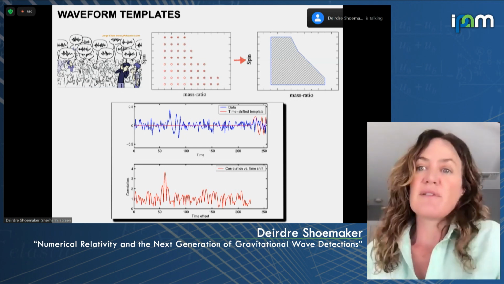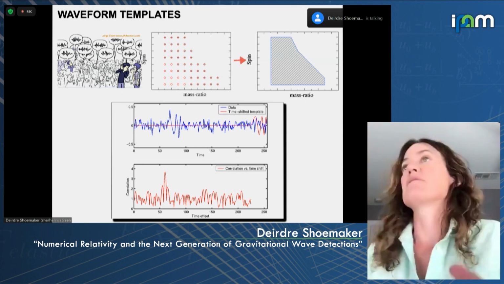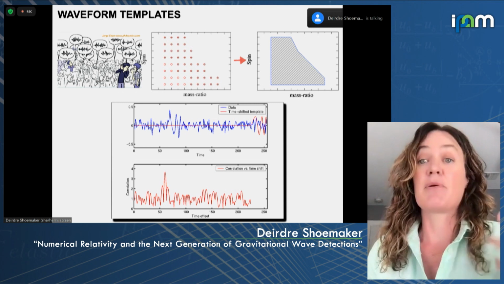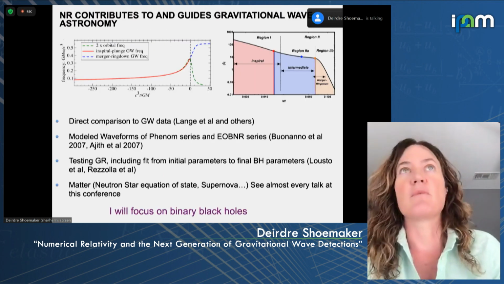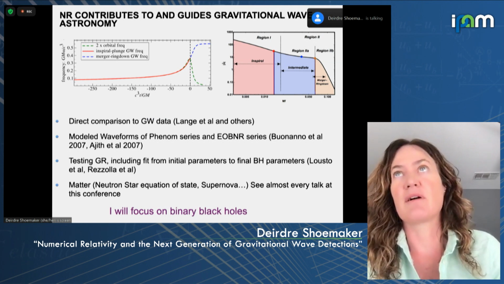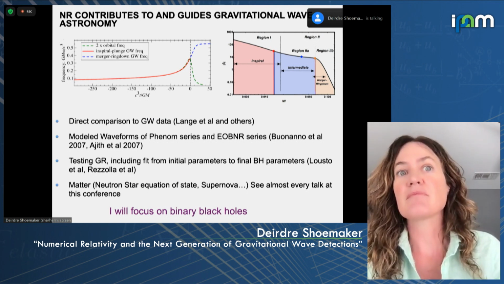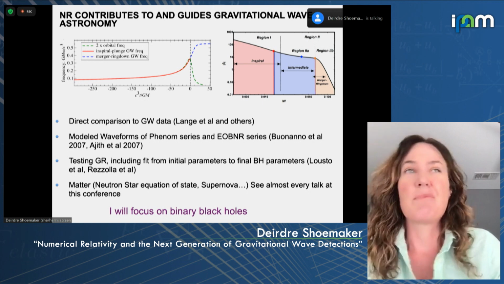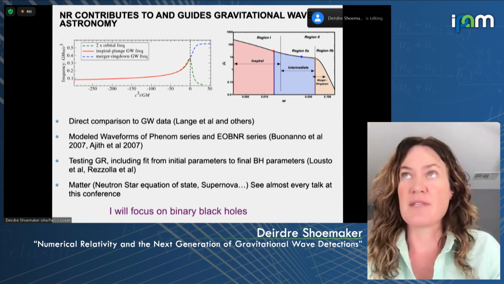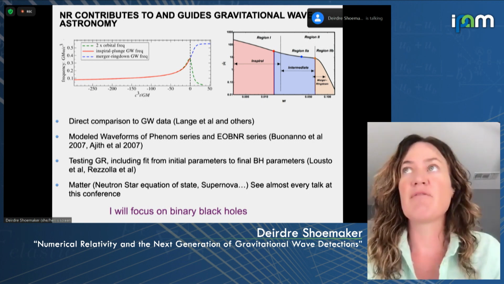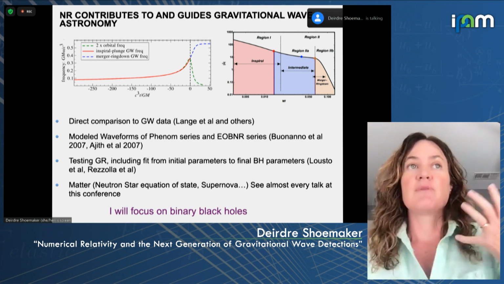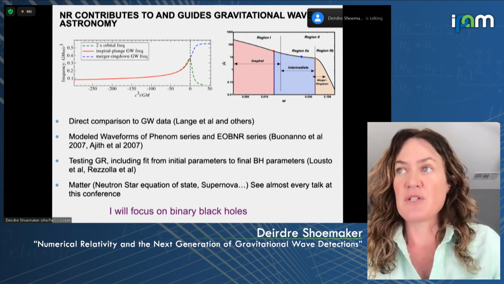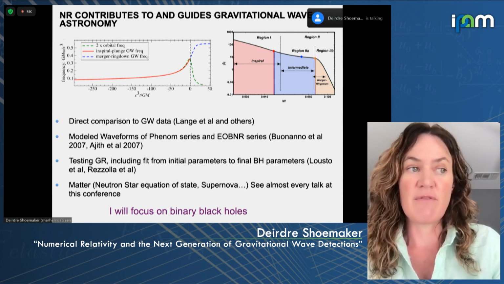So numerical relativity has a role to play there because we're obviously providing that prediction of what the waveform looks like. And that's not the only thing numerical relativity is doing to contribute and guide gravitational wave astronomy. A lot is happening. I picked out a few of the most obvious things. The two plots above are from building model waveforms. So we do directly compare numerical relativity waveforms to the gravitational wave data.